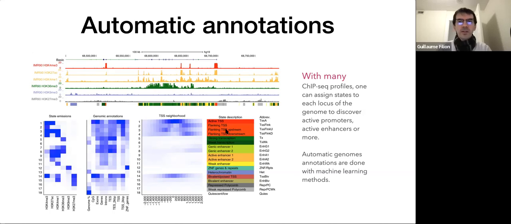At some point when these states have emerged, when the algorithm is finished, you can give them human readable names. Like state number 6 is called weak transcription here. State number 18, which is even more empty than 6, is called quiescent. Look, nothing at all. And once you have this automatic annotation system, you can see that every site of the genome will end up in one color. It's one of the states that is here.